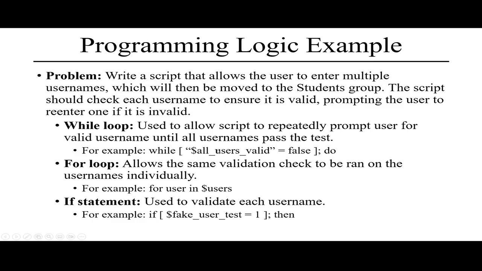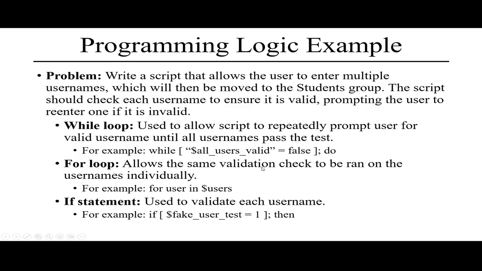While all_users_valid equals false, do this. So if you receive an invalid username, you ask the user to enter a new one. So for example, let's say we had under this while loop code that determines that a user exists in the system. If a user gives a username that doesn't exist, the script is going to prompt the user to try again.